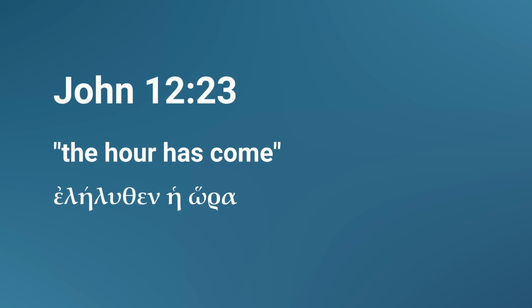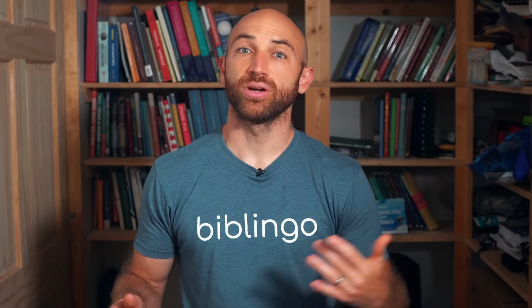The next example is John 12:23, which says, "Eleluthen he hora." The hour has come. In this example, the verb eleluthen, "has come," refers to an event with a consequent state, namely a change of location or time. Thus, this is a result state perfect. The hour has come and is now here in Jesus' present moment.